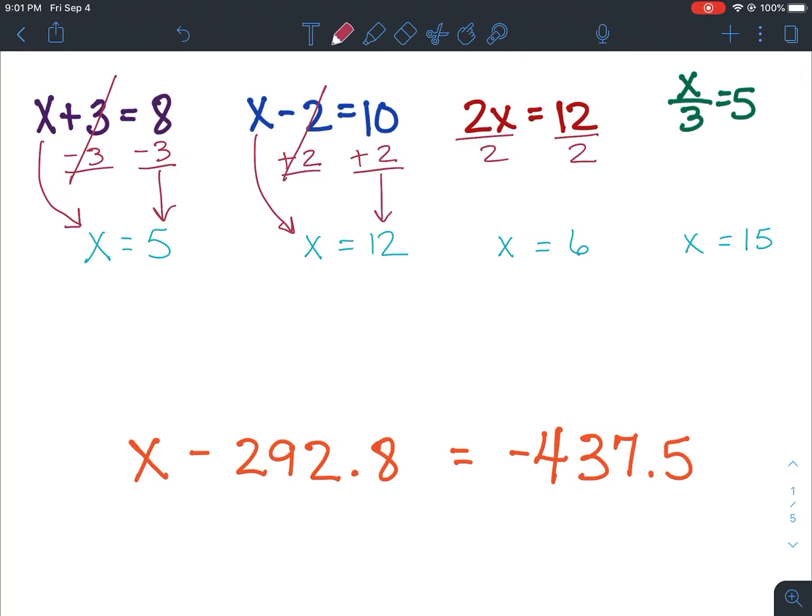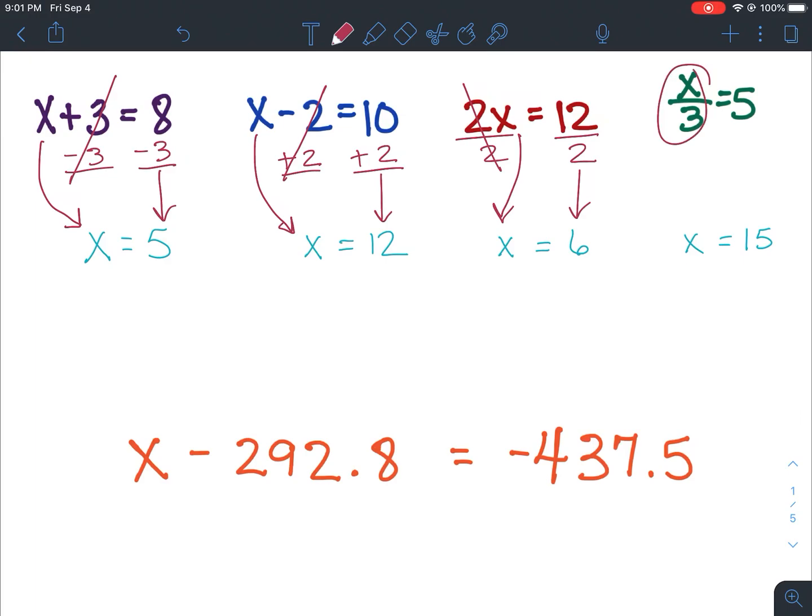Did you hear me keep saying both sides? Add 2 to both sides, subtract 3 from both sides, because an equation is a balance. You have to keep it balanced. It's a balancing act. What you do to one side of the equation, you must do to the other side of the equation. So I cancel the 2's. That allows me to isolate the variable, and 12 divided by 2 is 6.